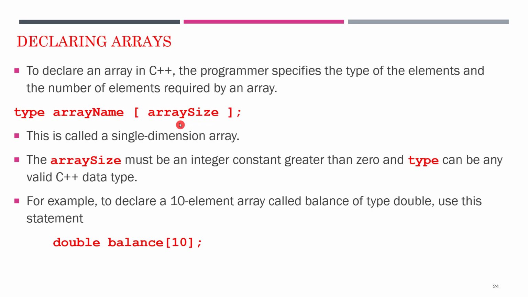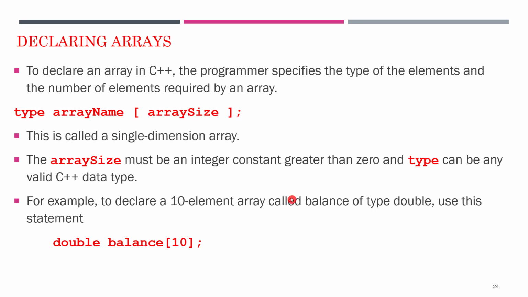This is an introduction. We will study arrays in detail in module 3 and module 4. The general syntax: the type, like integer or float, anything can be the type. Array name, any name you can give. Then the size of the array. This is called a single dimensional array. Only one type of values is taken. The array size must be an integer.